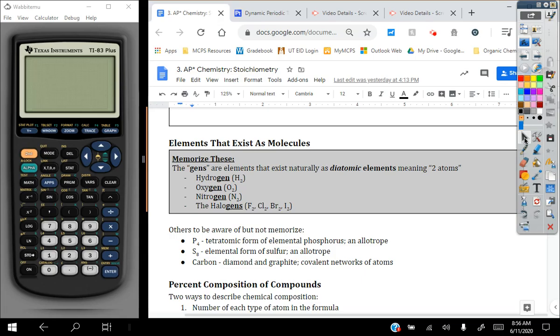P4 is the tetratomic form, tetra meaning four, of elemental phosphorus. It is one of the allotropes of phosphorus. We also have S8, which is an elemental form of sulfur, which is also an allotrope. And then with carbon, there are a lot of different covalent networks that exist for carbon. We have graphite, we have diamond, there are even buckyballs, which is really the common name for Buckminster fullerene, which is essentially a sphere of carbon, which is really interesting.